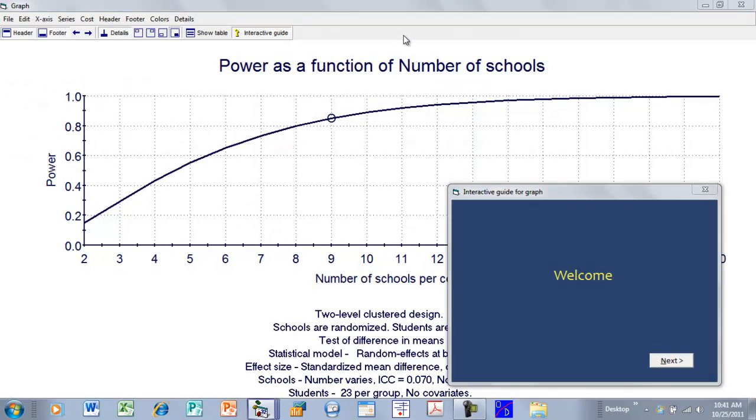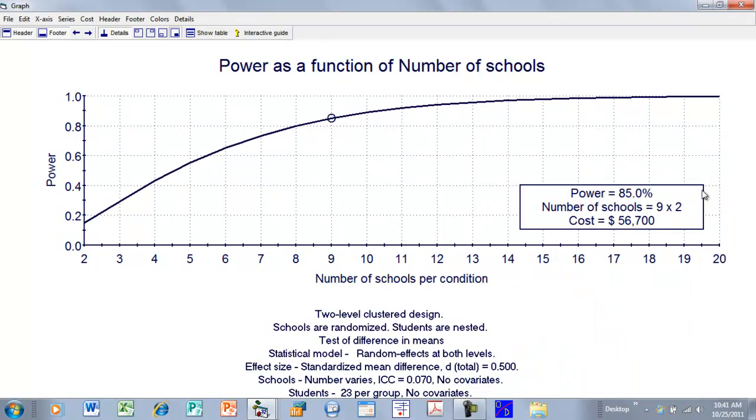And then finally we'll be able to produce a graph so that we see over here, for example, remember back on the main screen we saw that with 12 schools per treatment, we had power of 90%, and we see the same thing over here. If we click on this point, power is 91.8%. The number of schools is 11 times 2. That's 11 for each treatment. The cost of the study was about $69,000. And down here we see all of the details. This is for a 2-level cluster design. Schools are randomized, students are nested, and so on.